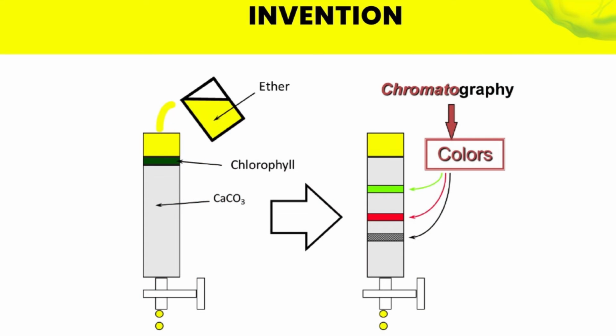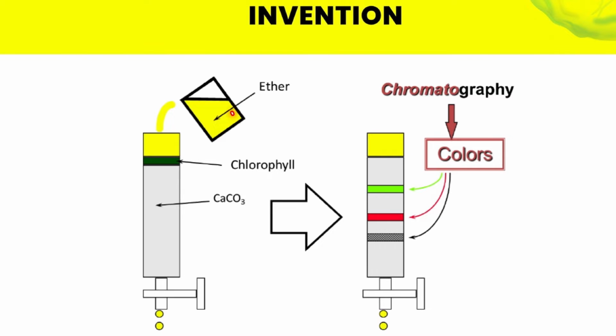First of all, we will see how this technique of chromatography got invented. It was invented by a botanist named Tsvet. He filled a column with calcium carbonate, which acts as the stationary phase, whereas chlorophyll is the mixture he wanted to separate, and a liquid, ether, acts as the mobile phase.